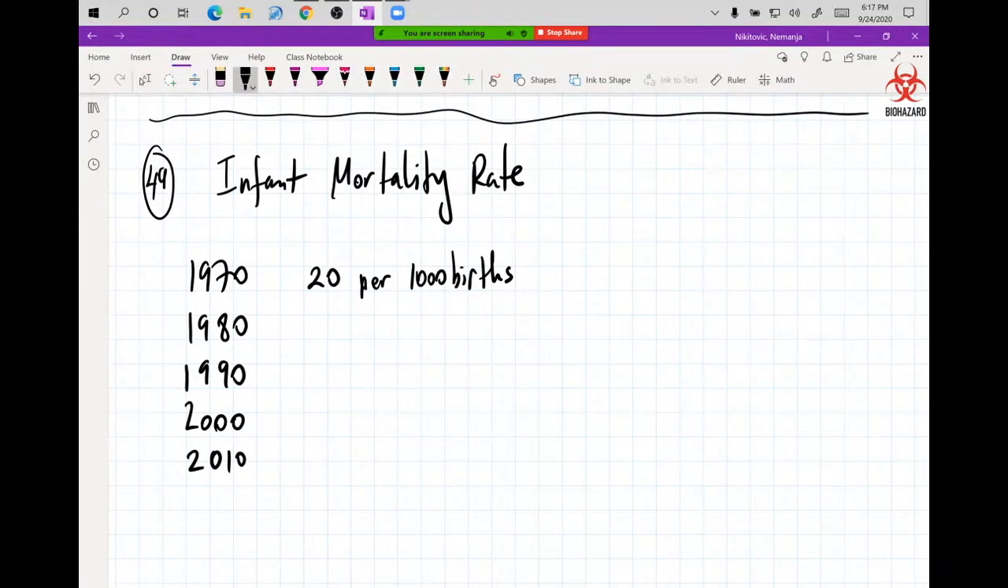But all of these numbers that I'm going to write are per 1,000 babies born. And again, going back that we live in the best times possible is because mortality rate is also much lower.